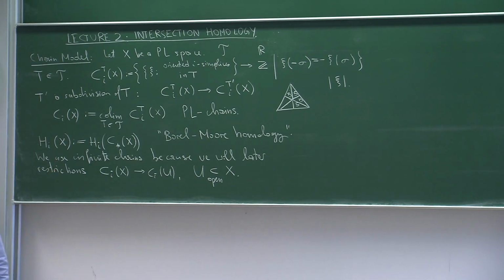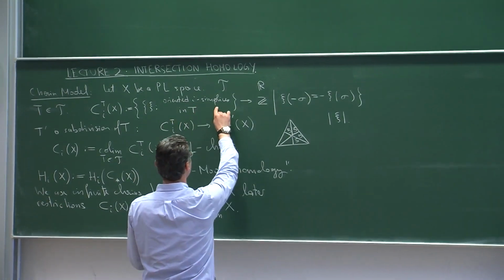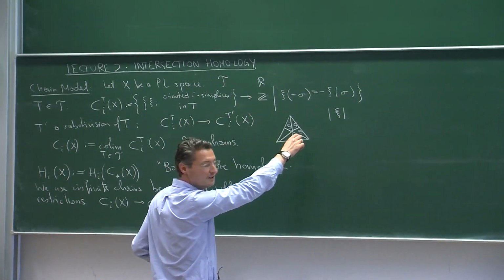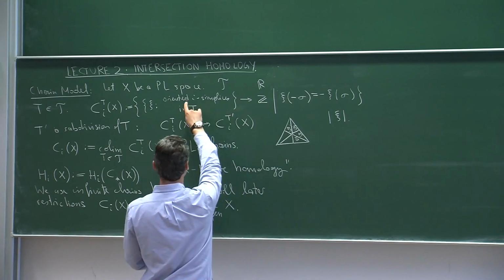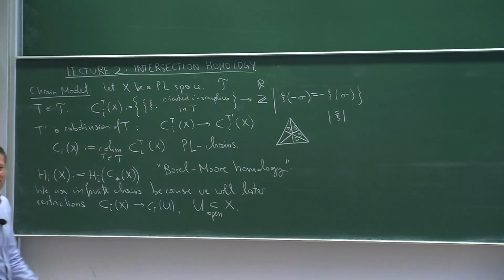Yes? So what is the meaning of the 5 in this triangle? This is the value of the chain. It's a function from simplices to Z. So it assigns to every simplex of a particular dimension a number. And so it's maybe 5.